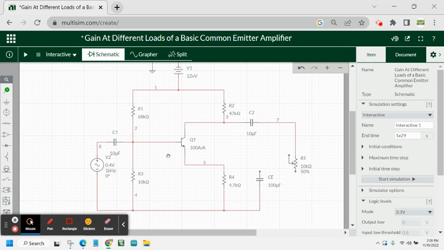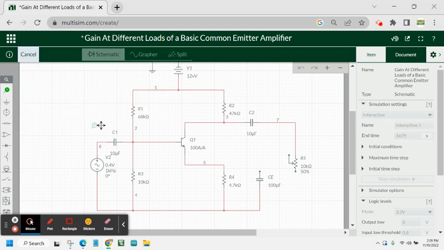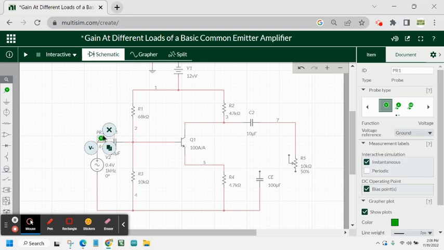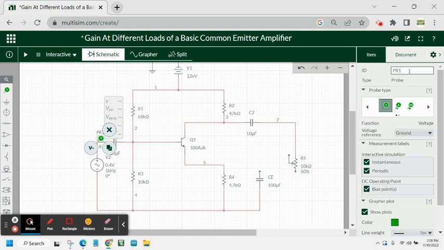And then we will be placing here a voltmeter, and this voltmeter we will make it periodic for the interactive simulation so that we will see the peak to peak voltage as well as the RMS voltage. And of course, we will name it as V input. Instead of probe 1, we will put V in.